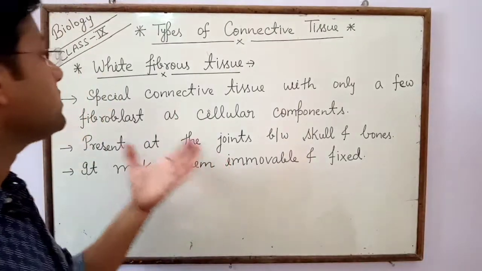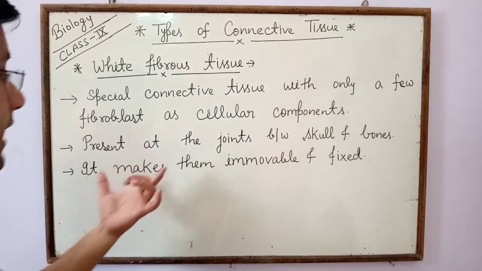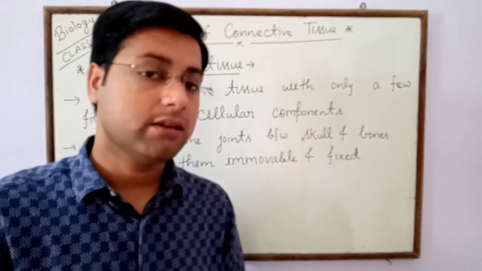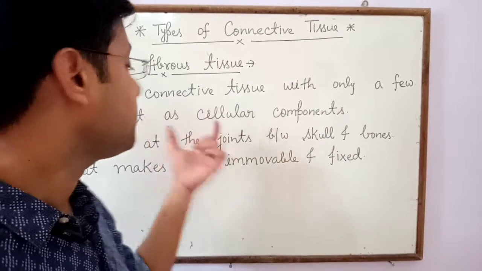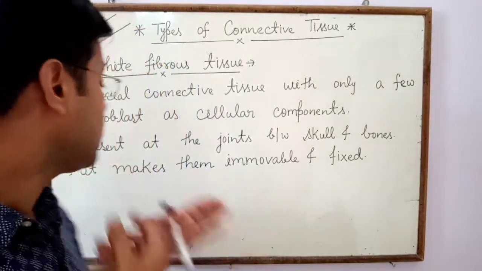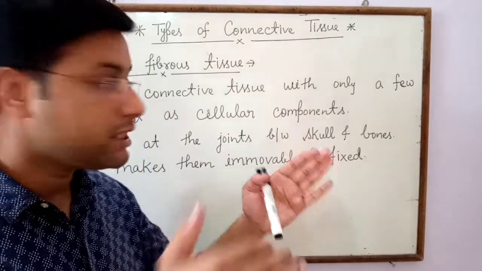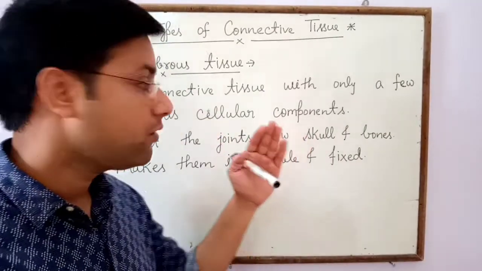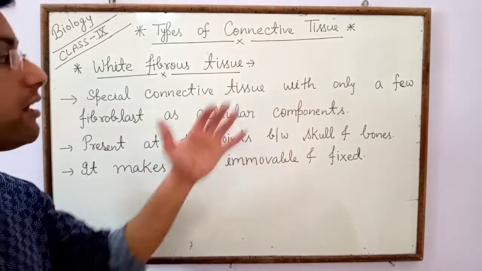Now the next is white fibrous tissue. The white fibrous tissue is commonly present at the joints between the skull bones. So where is white fibrous tissue present? It is present at the joints between the skull bones, and it makes them immovable and fixed. It is a special connective tissue.